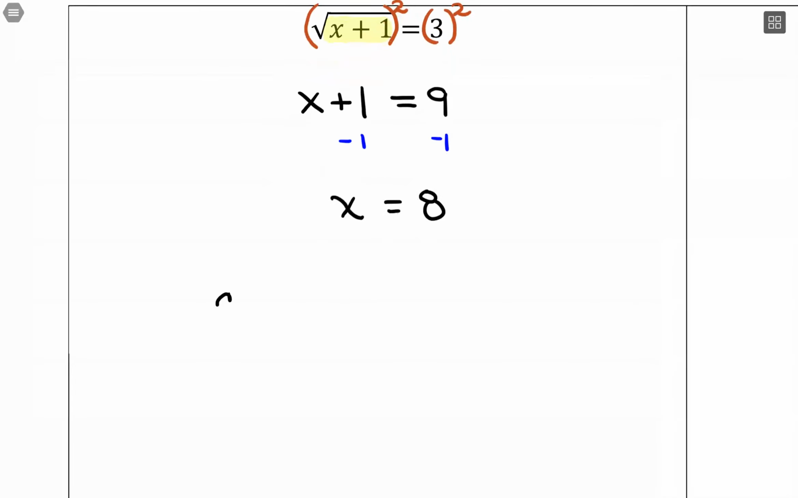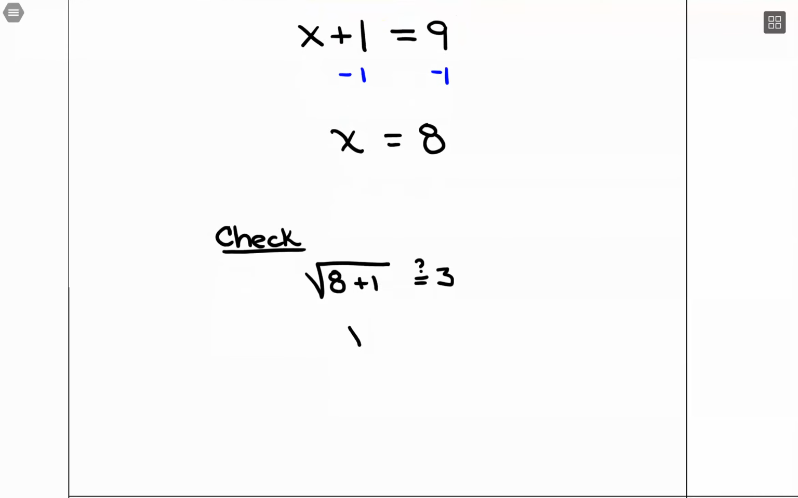And then we just need to check. So with that, I'm going to plug in my value for x. So where we have x plus 1, I'm going to check 8 plus 1 and make sure, is that equal to 3 that we have on the other side of the equation? Well, that's a square root of 9, which I know is equal to positive 3. So we have our answer. X equals 8.